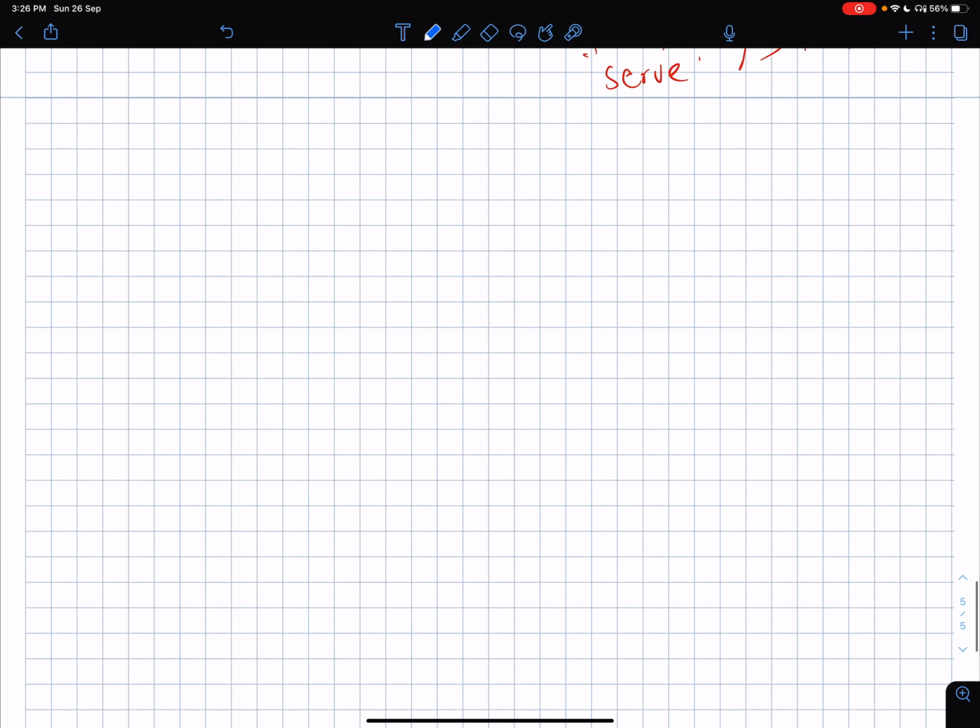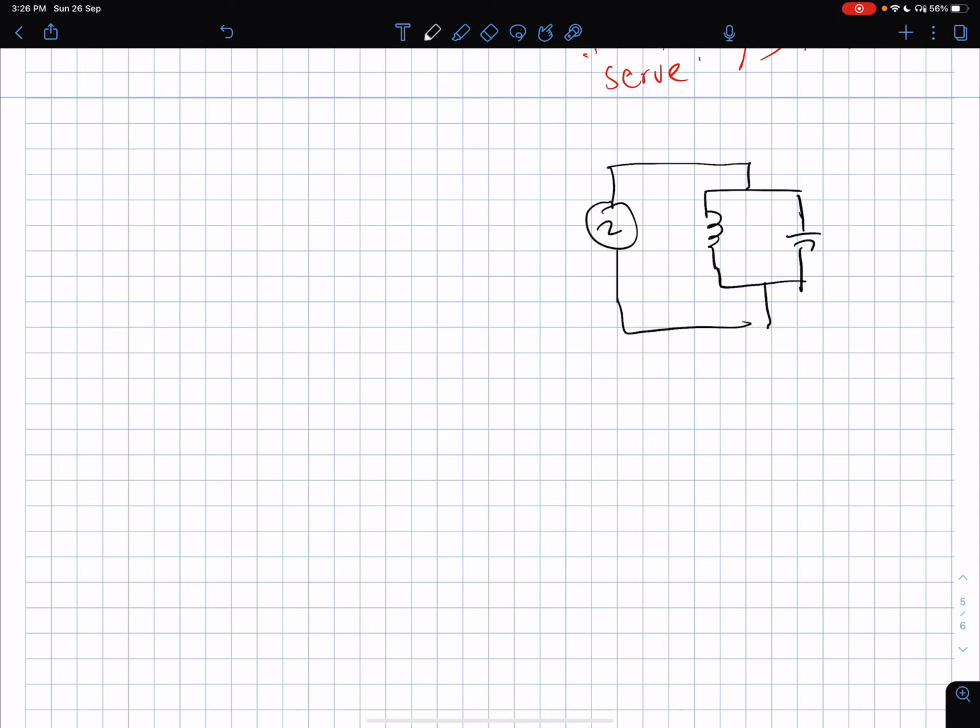And the extreme case of it, I will tell you what the extreme case is. Let's take a parallel circuit, in which there is an inductor and a capacitor, pure inductor and pure capacitor. Now the current drawn by the inductor is IL, the current drawn by the capacitor is IC, and this is I. Now this is my voltage waveform V.